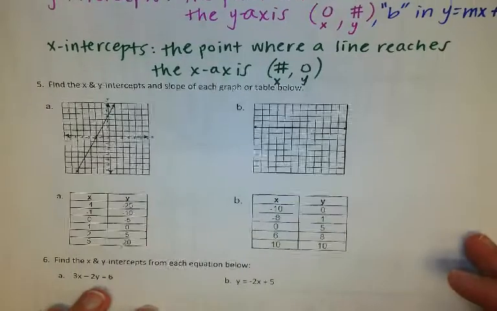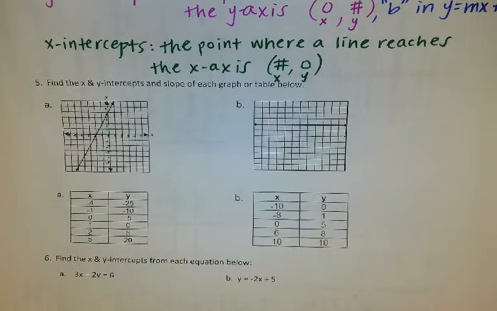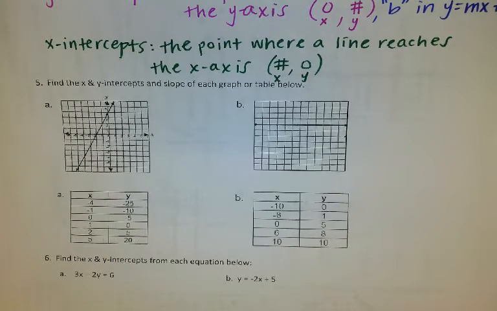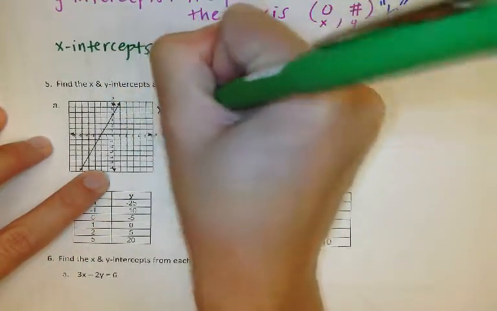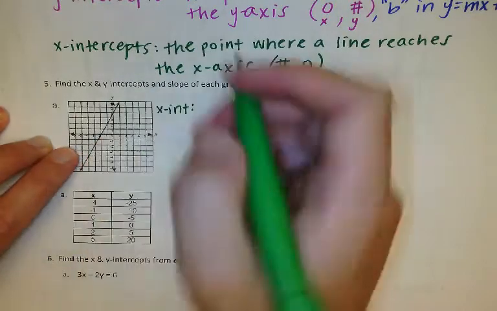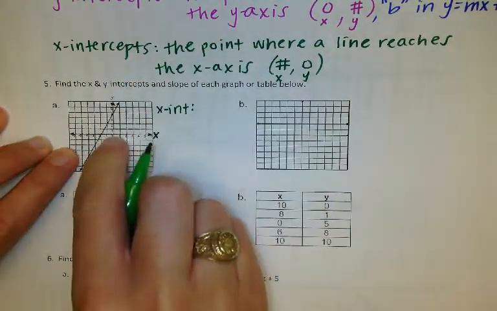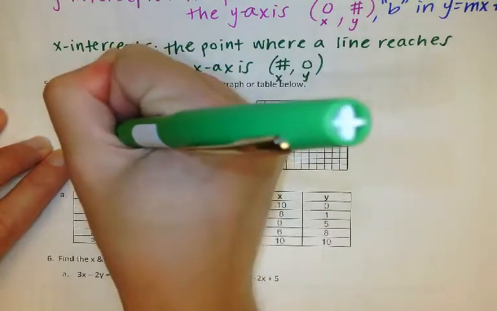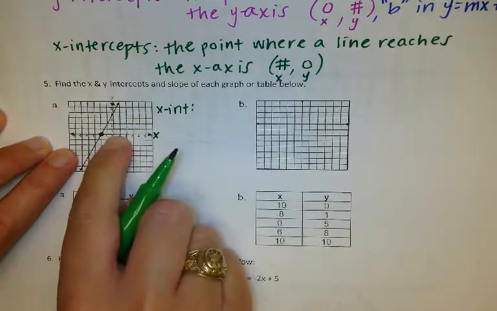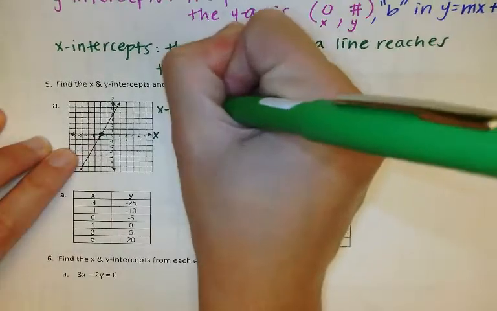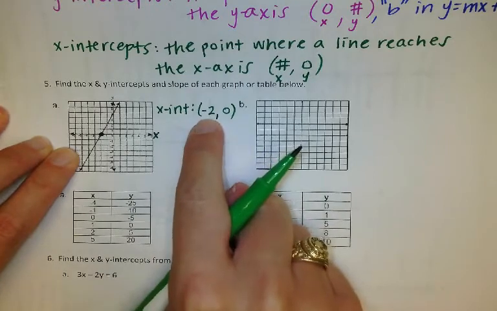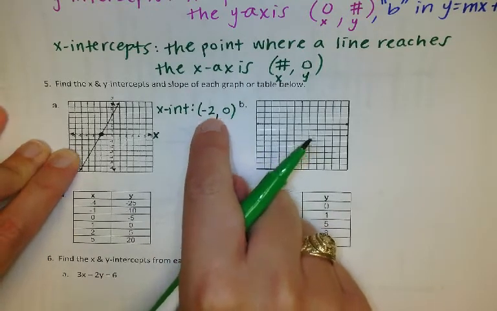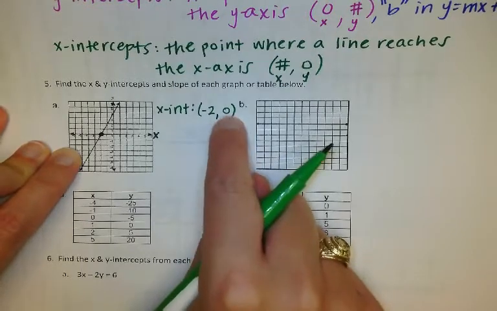Find the x and y intercepts and slope. So we're going to review from the first video. So let's start with the intercepts. Okay, the x-intercept of this graph, I want to find the point where it reaches the x-axis right here. So that ordered pair is -2, 0. I see the x value is a number other than 0. It's possible it could be 0, 0, and the y value is 0.